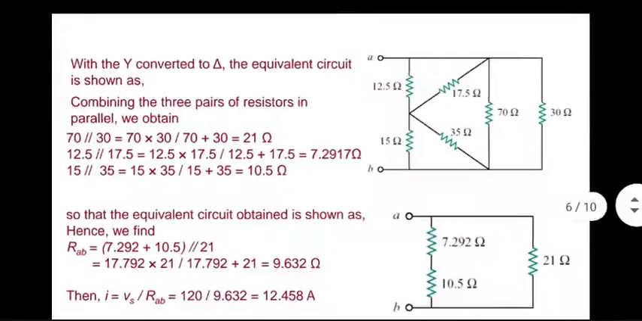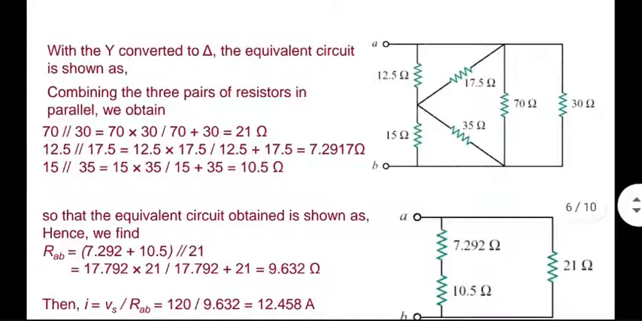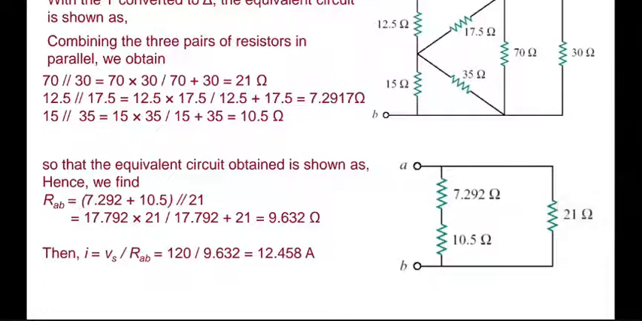I think they're correct. Then between A and this central node, we have 12.5 ohm and 17.5 ohm in parallel. So that combination will give you, I think, 7.292 ohm approximately. And on the bottom side, I've got 15 ohm and 35 ohm in parallel. So that should result in 10.5 ohm.